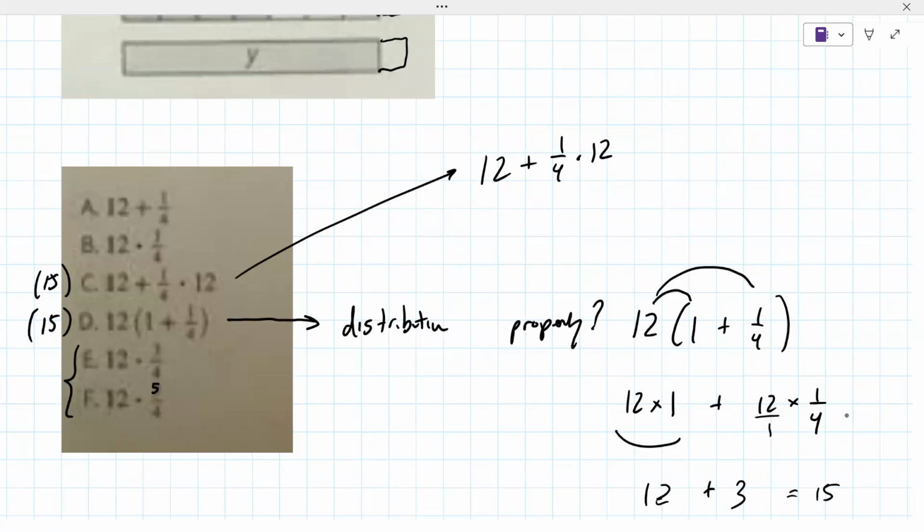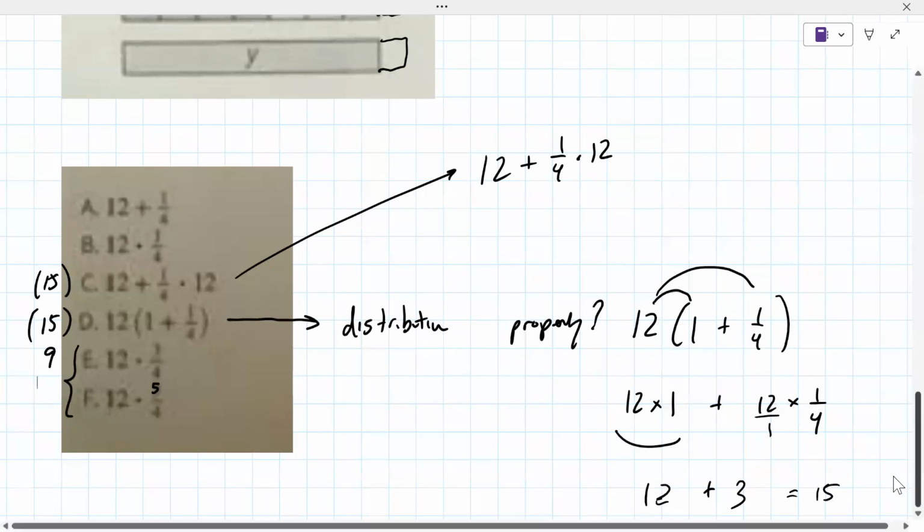Do you have an answer for E or F? Would E be 9? Okay, good. And then would F be 15?